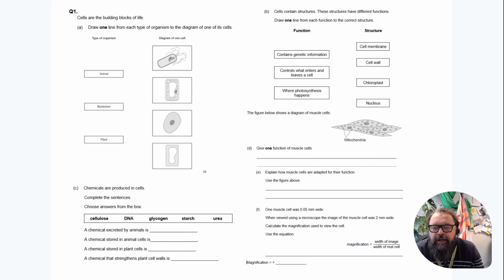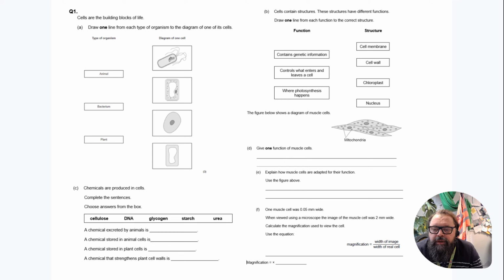Explain how muscle cells are adapted to their function. Use the figure above. So it means look at the diagram. This is why that mitochondria are labeled. We must need to mention them here. So muscles are adapted by having lots of mitochondria. I'm remembering what mitochondria do. Mitochondria is where respiration happens, so energy is released. So muscles need lots of energy to contract, and that's why they have lots of mitochondria. It's an adaptation.